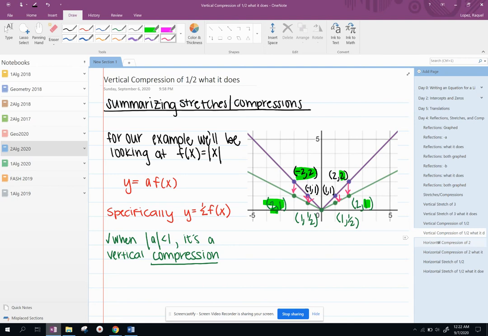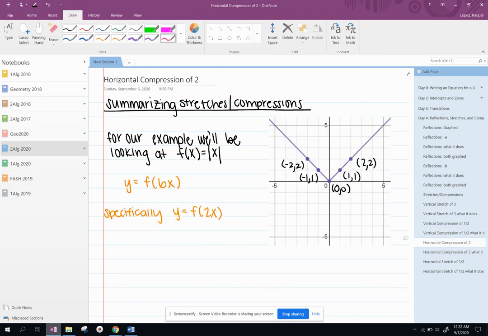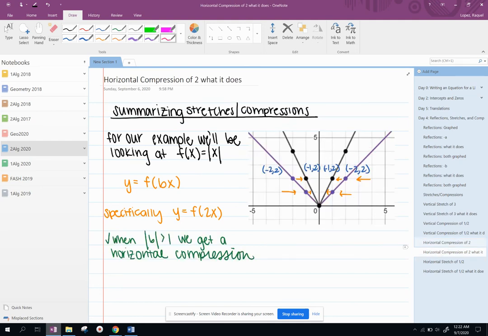Okay, now let's take a look at horizontal compressions. So horizontal compressions are when I put a b inside my parentheses. And so this time we're going to plug in a 2 in for b, just like it's written right there in orange. So when I put in 2 for b, what's going to happen is we're going to get a horizontal compression.